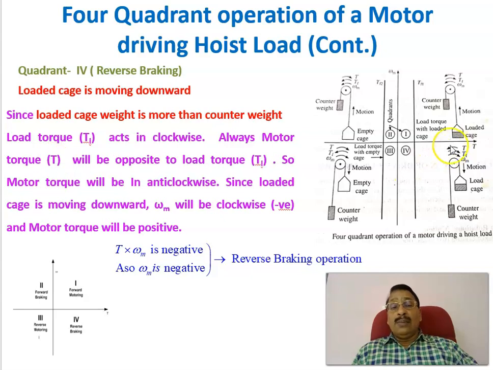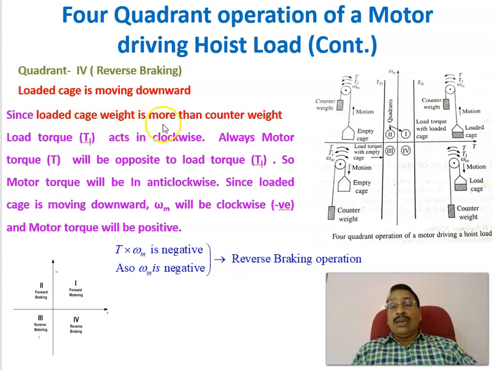Therefore, the motor torque will be in anti-clockwise direction, which means the torque is positive. And omega m here is in the clockwise direction, since the cage is moving downward. That's negative. Therefore, omega m is negative and the motor torque is positive. That is why T into omega m will be negative. And since omega is negative, it is called reverse, that's why reverse braking operation.